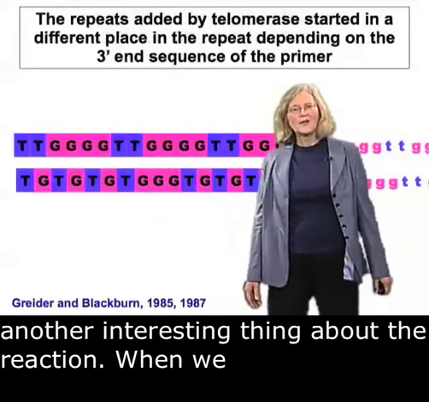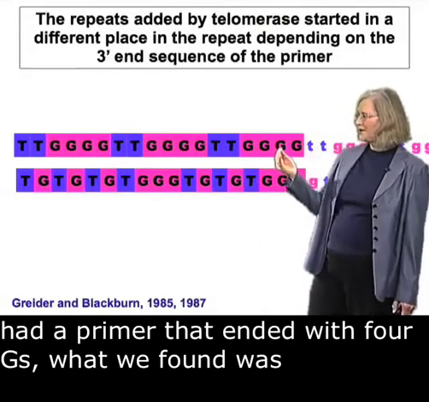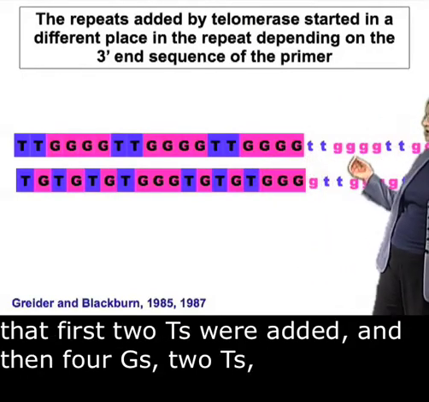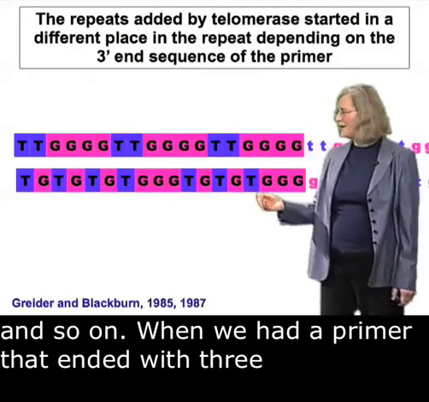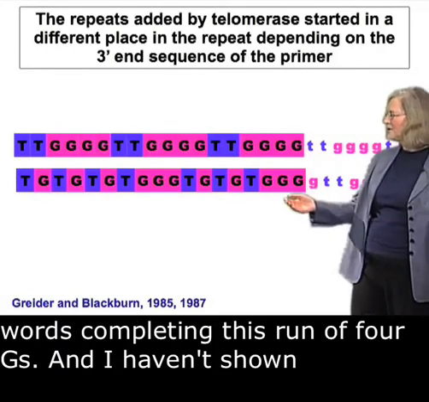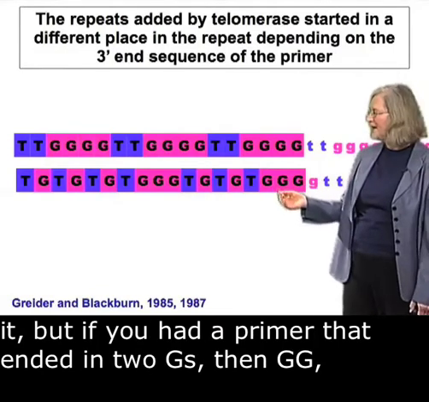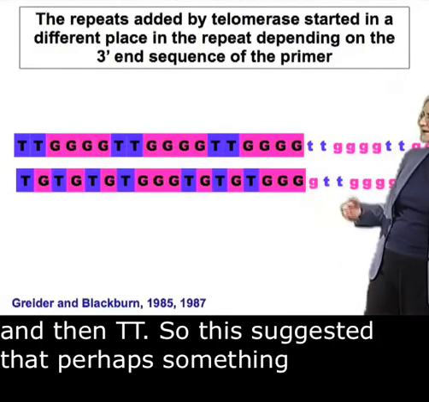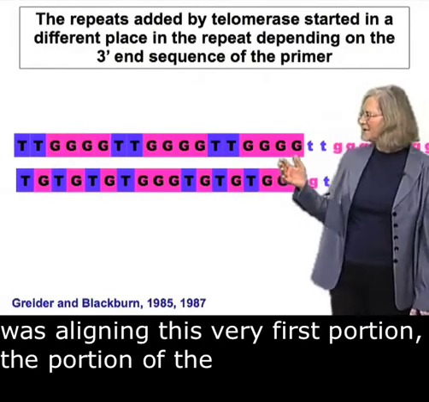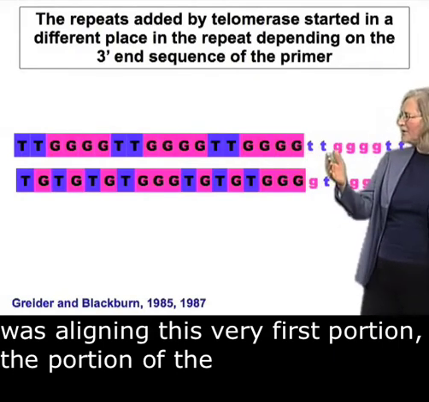Now we also noticed another interesting thing about the reaction. When we had a primer that ended with 4 Gs, what we found was that first 2 Ts were added, and then 4 Gs, 2 Ts, and so on. When we had a primer that ended with 3 Gs, first a G was added, and then the 2 Ts. In other words, completing this run of 4 Gs. And I haven't shown it, but if you had a primer that ended in 2 Gs, then GG, and then TT.